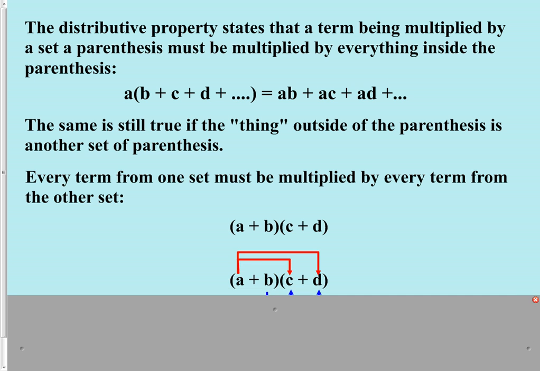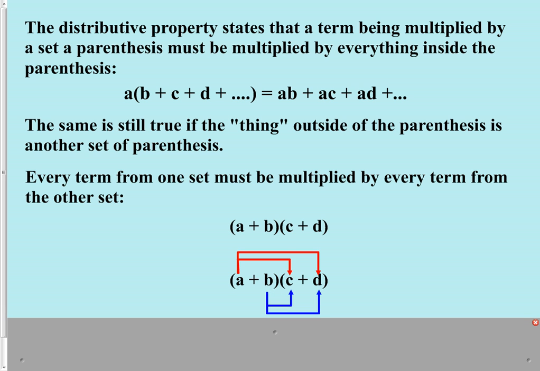So the rule will be everything from one set of parentheses must multiply times everything from the other set of parentheses. So the A on the left-hand set of parentheses must distribute and multiply times the C, and then multiply times the D. And once the A has hit every term from the other set of parentheses, then you simply scooch over, and then the B does the exact same thing. It must multiply by everything in the other set of parentheses. So the B will multiply times the C, and then the B will multiply times the D.